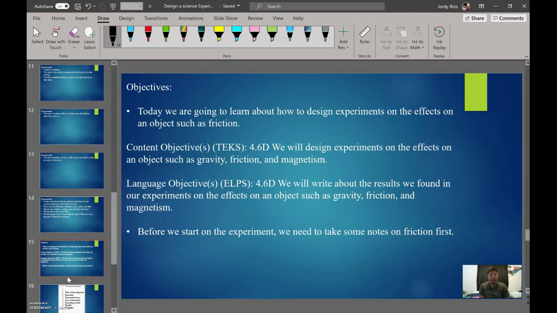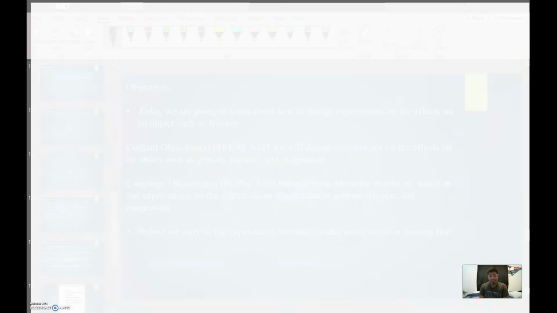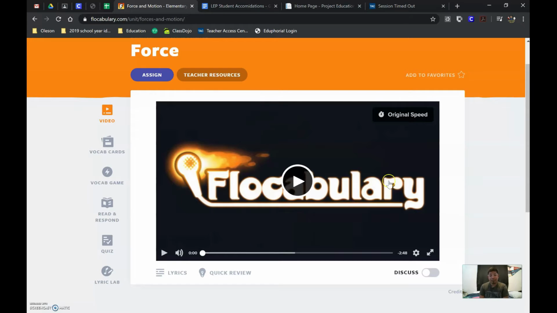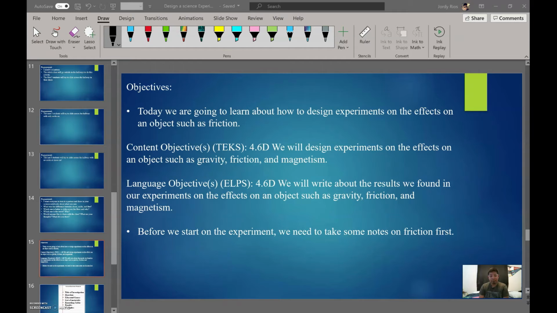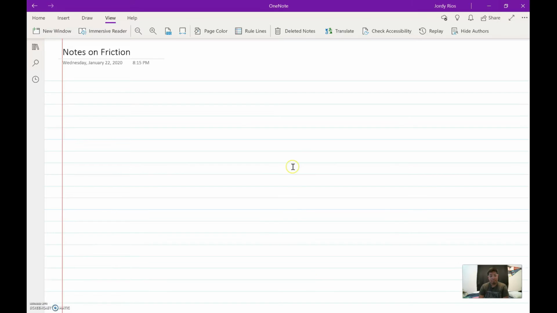But today we are only doing what class? Friction, that is correct. But before we start the experiment, we need to take some notes on friction first. At this point, someone needs to make sure that they move over to the next tab so you can play the vocabulary video on force. This tab should be open and I just need someone to switch it over. Once this video is done, switch back over to my video.